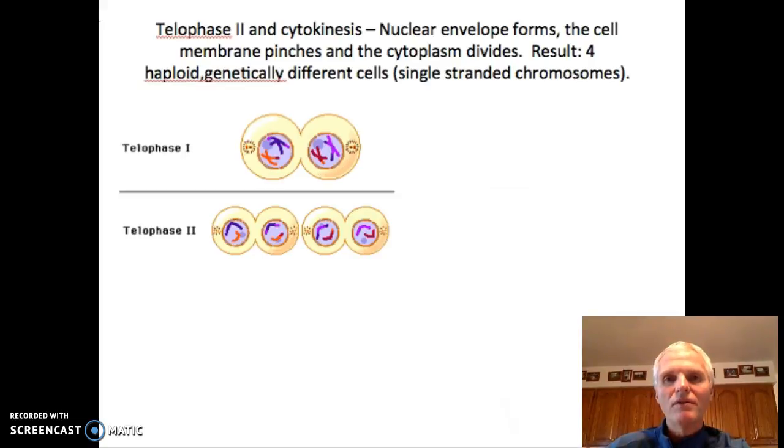And so the goal, remember, of meiosis is to create haploid sex cells, and that's what we get as a result of telophase 2: 4 distinct haploid, genetically different cells. And so that is meiosis.